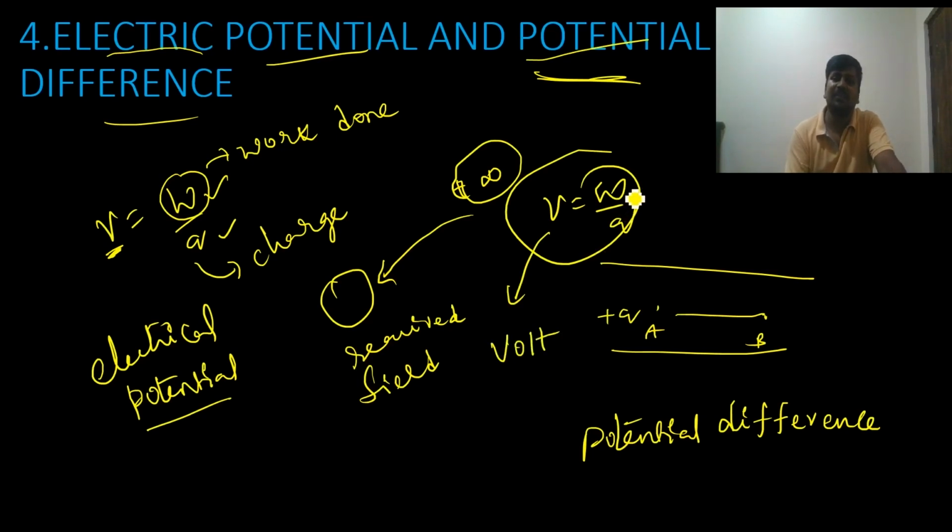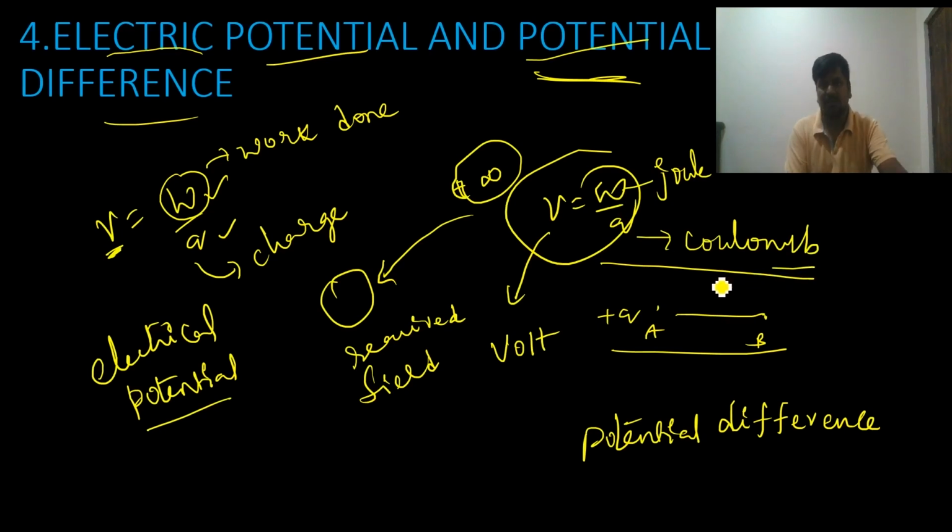What is the SI unit of work done? Joule. What is the SI unit of charge? Coulomb, as we discussed in the previous topic. Okay. So that is about the electrical potential and potential difference.